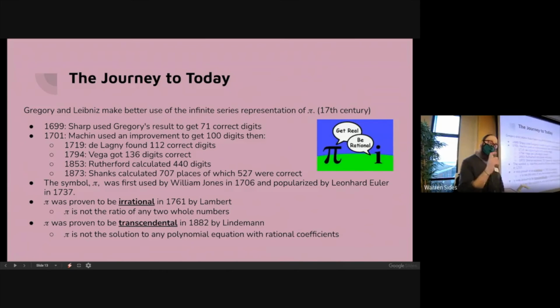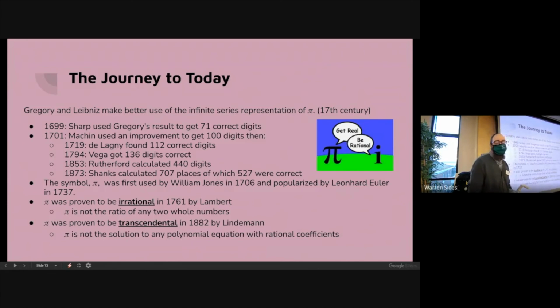The actual symbol that we use for pi, the Greek letter pi, was used by William Jones in 1706, popularized by Leonhard Euler, famous mathematician, who just wrote it everywhere and said, use it. Other people used it, but not in the same context. And then two little things here. Pi was proven to be irrational in 1761. We kind of had a suspicion that we couldn't write it as a fraction, but now we know.